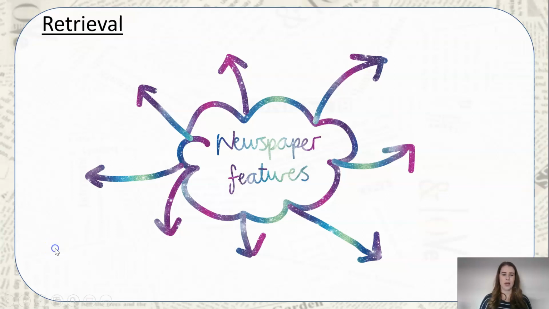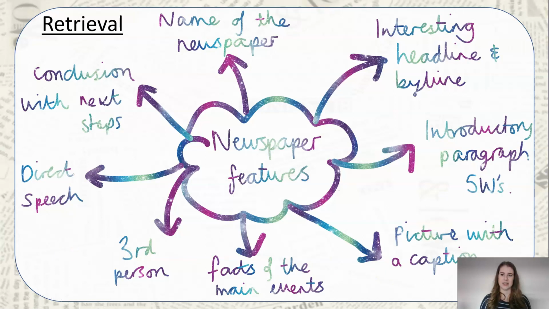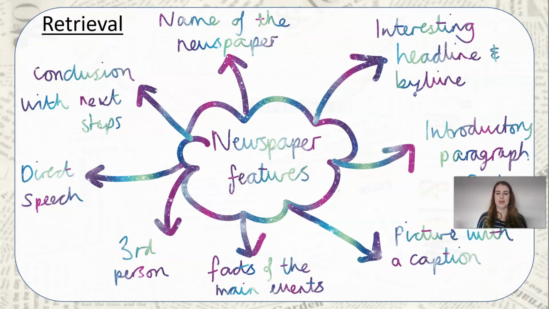Okay, let's see if you came up with the same list that I did. So we have the name of the newspaper, the actual name of the type of newspaper that we're reading. We then need to have an interesting headline and a byline. I'm going to show you today what a byline is. Then we have our introductory paragraph of our 5 W's, and that's going to be our key skill looking at today. Then we have a picture with a caption.